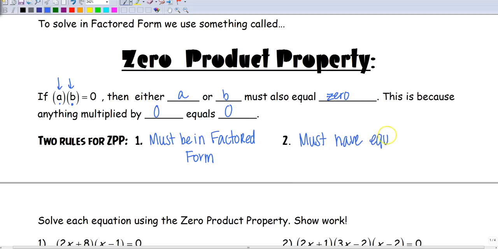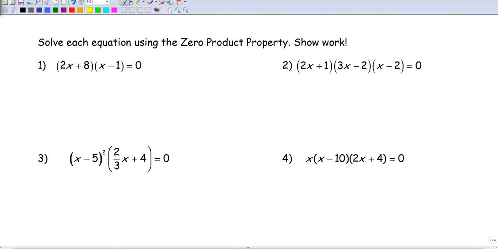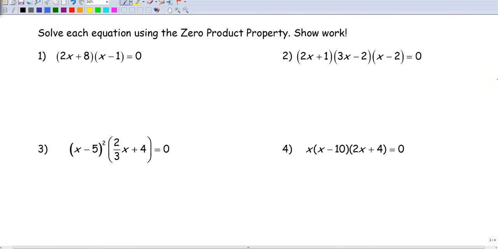Okay, it's called the zero product property for a reason. It has to be equal 0. If it doesn't, you cannot do the problem. All right, so this looks complicated. It's really not. It's going to be the same thing over and over again.